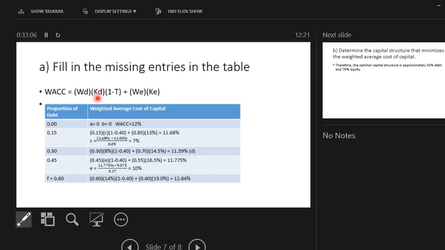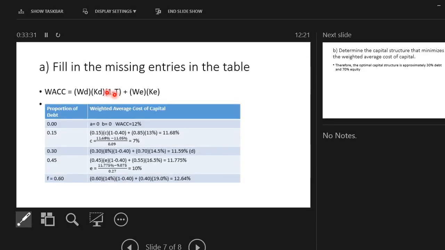But let's say this KD, the tax component has already been applied, because sometimes they'll say this cost of debt is an after-tax cost. So you no longer need to apply this 1 minus T, because tax has already been taken care of. When it says after tax, that's what we need.